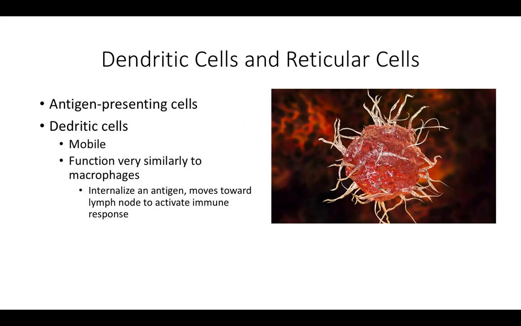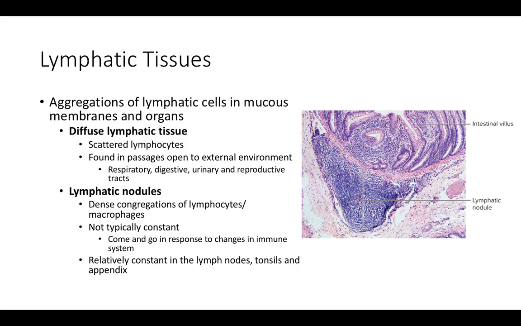Dendritic cells and reticular cells are other types of antigen-presenting cells. So again, they chop up foreign matter, expose the antigens to some type of cell like a T cell to signal an immune response. And dendritic cells themselves are interesting because they are mobile and they function really similarly to macrophages. There's some small differences that basically make them unable to be classified as a macrophage, but they function the same way in that they internalize an antigen and then move towards the lymph node in order to activate an immune response. So those are our lymphatic cells.